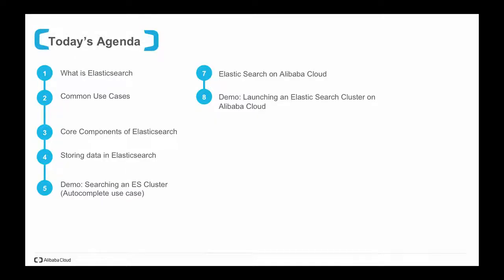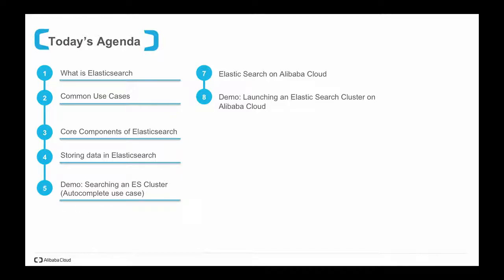So this is the agenda for today. We will begin by describing what Elasticsearch is. We will then briefly discuss some of the use cases where Elasticsearch is commonly implemented. Next, we will move to describing the core components within Elasticsearch, and then we will describe how exactly data is stored in Elasticsearch. Towards the second half of the webinar, we will delve into a demo showing a practical use case of searching on an Elasticsearch cluster to provide autocomplete functionality on a product catalog.